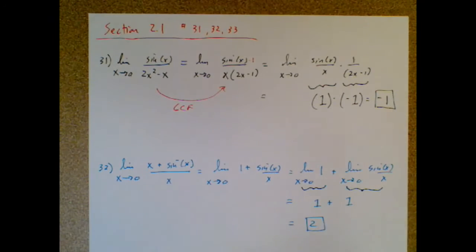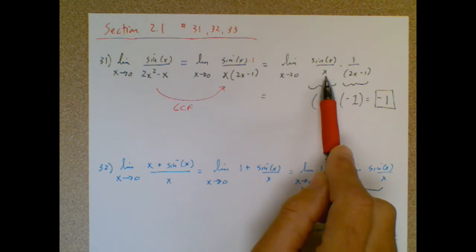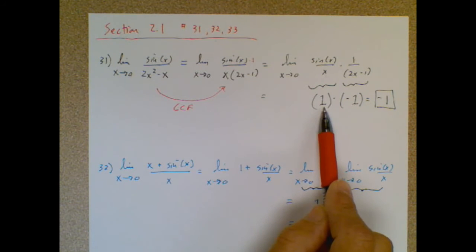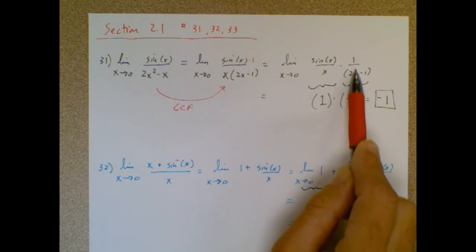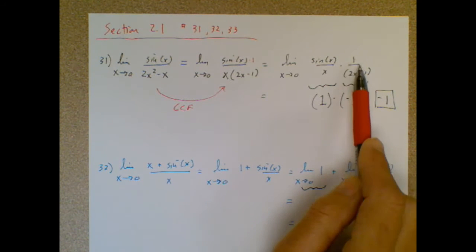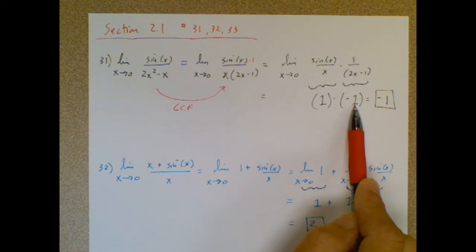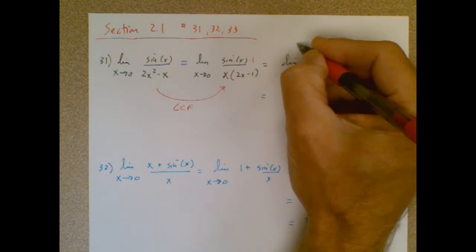I've just changed the way it looks, but by doing that, I know the limit as x approaches 0 of that is 1, that's the memory limit, and the limit as x approaches 0 of that, I can plug in the 0 and I get a -1 in the denominator. 1 divided by -1 is -1. So I've really made two limit problems, and if I wanted to, I could have written it like this.